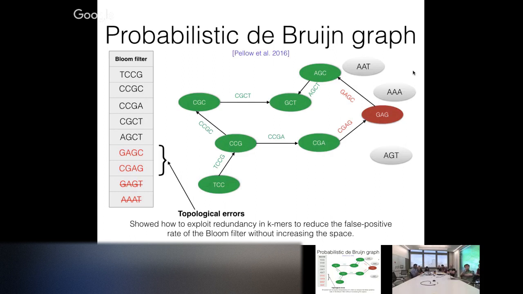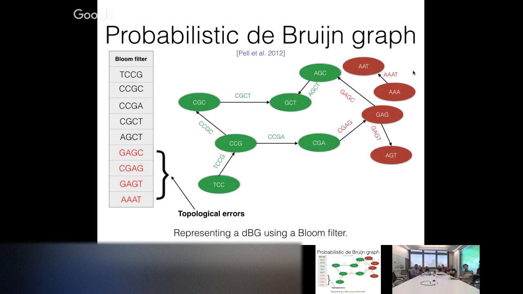Well, why do you get rid of AGT and not TCC? Yeah, I'm coming to that. That is because here you can see this edge is GAGT, right? If you look for a right neighbor of that edge, there's no right neighbor like AGT or something like that.